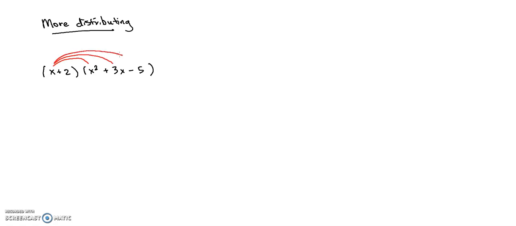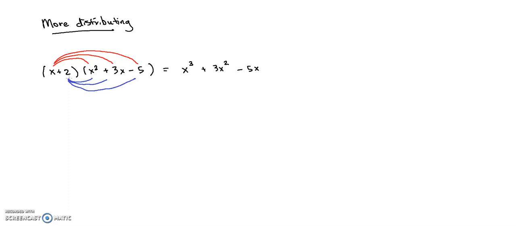Okay, so we distribute the first term like that, and then we're going to distribute the next term like this. If we multiply all the things in the first group times all the things in the second group, then we've gotten all the combinations that we need to multiply this out. Okay, so I'm going to do the red ones first. I'm going to have x times x squared would be x cubed. x times 3x would be 3x squared. x times negative 5 would be negative 5x. Okay, so that's the first three.